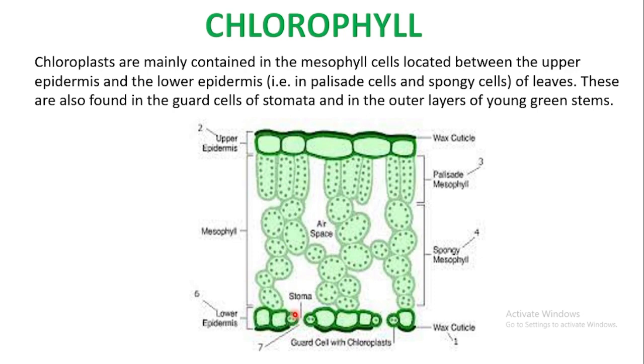And they are also found in guard cells. You know, these are the guard cells. Can you see the guard cells here? Where you have the opening stoma. So, in guard cells also chlorophyll is found. But maximum chlorophyll is found in palisade mesophyll and spongy mesophyll.